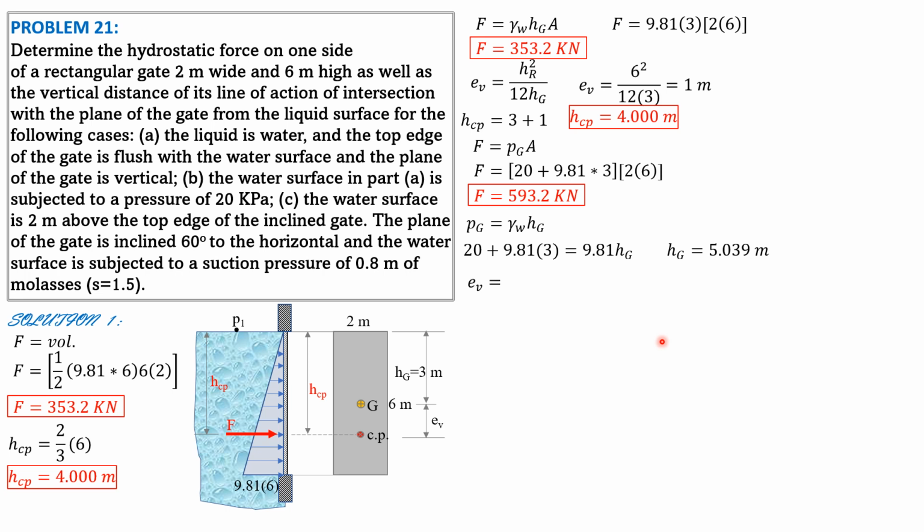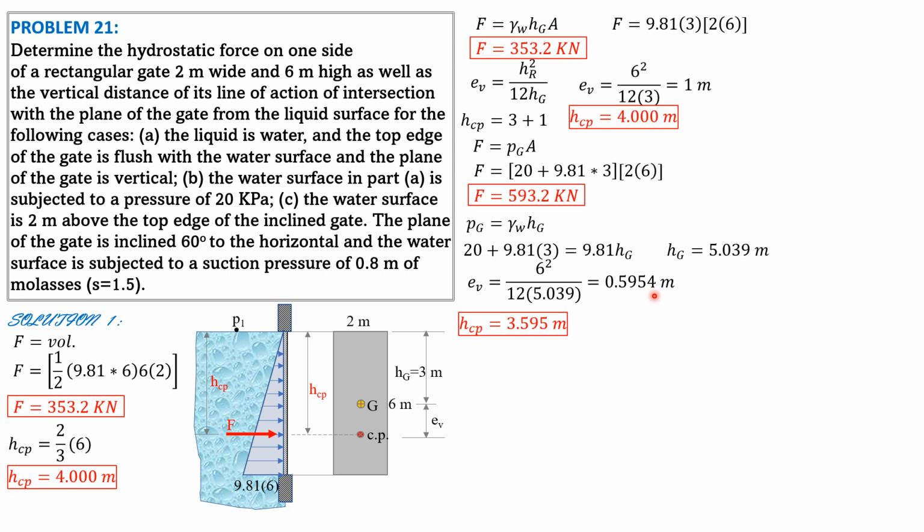So E sub V is equal to 6 squared over 12 times 5.039, so 0.5954 meters. So H sub Cp is 3 plus E sub V, 3 plus 0.5954, to 4 significant figures, so H sub Cp is 3.595 meters.